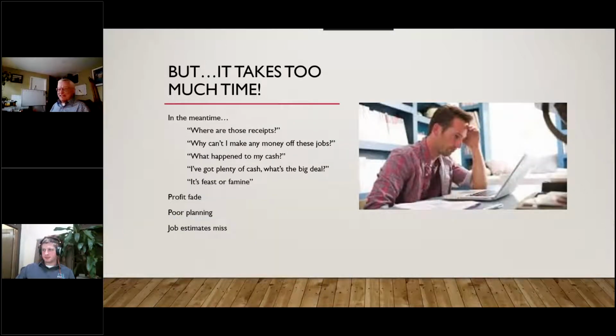The time it takes is often an excuse of, I don't have time, I'm exhausted at the end of the day. It's like, what a pain. Well, it can become more painful if you suffer from profit fade, and the poor planning results in costs kind of creeping up, change orders not being addressed, and job estimates missed.